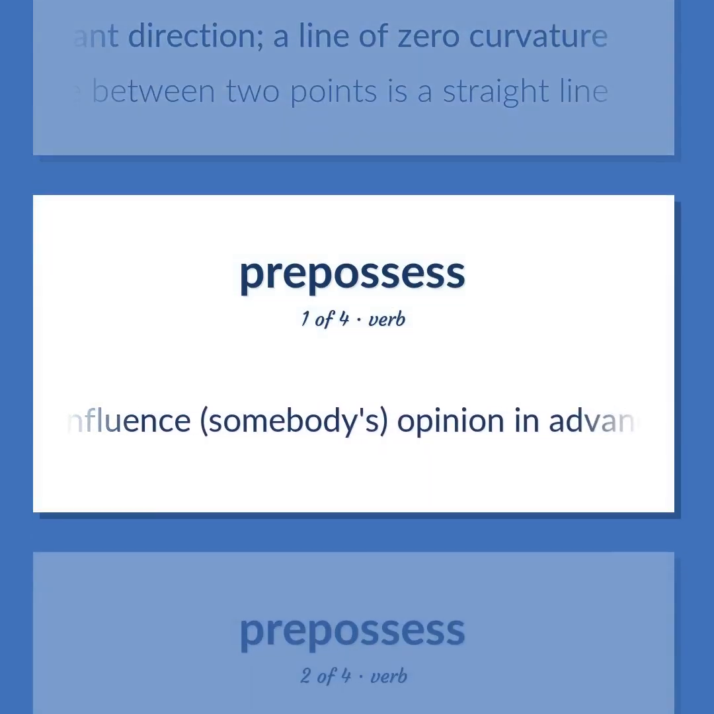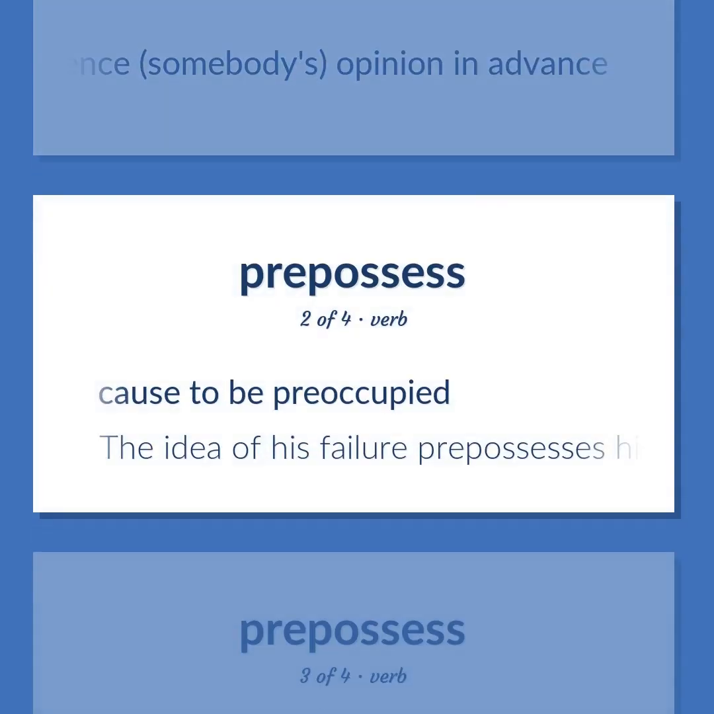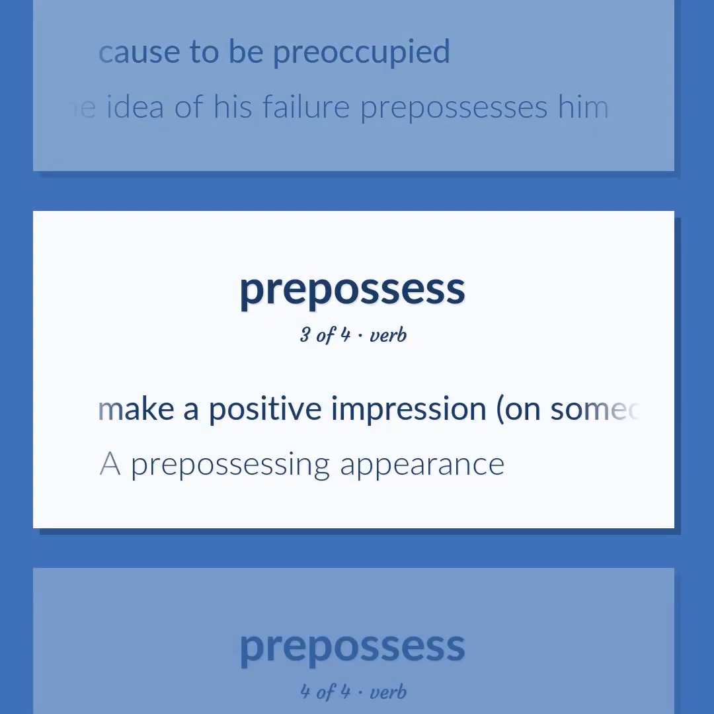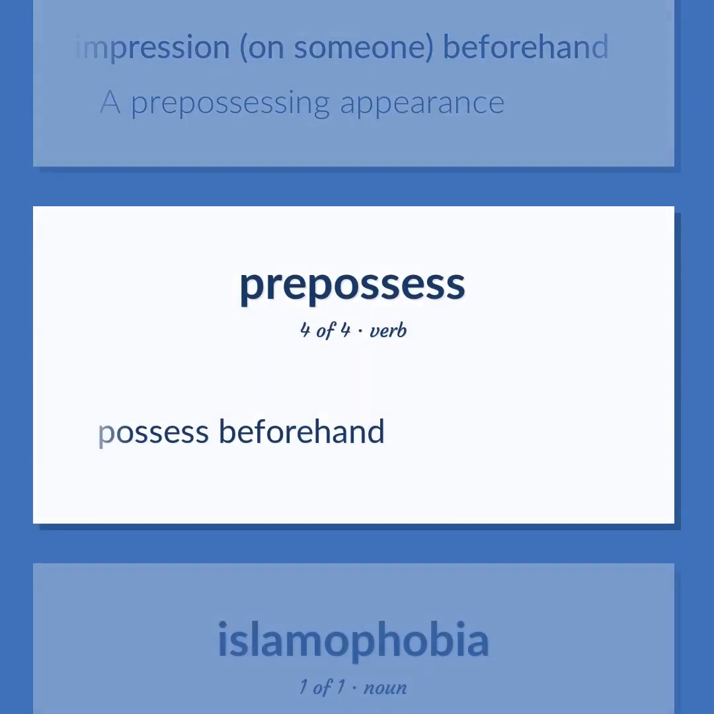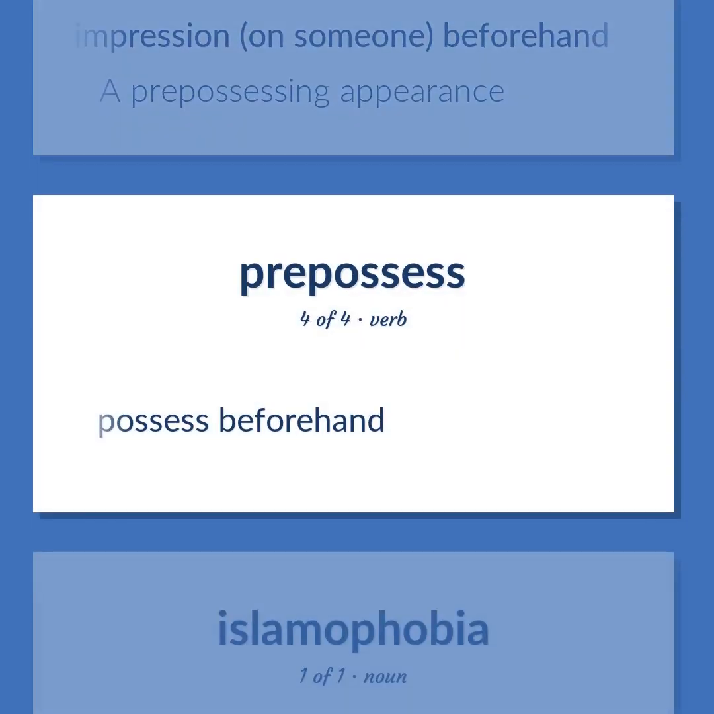Influence somebody's opinion in advance. Cause to be preoccupied. The idea of his failure prepossesses him. Make a positive impression on someone beforehand. A prepossessing appearance. Possess beforehand.